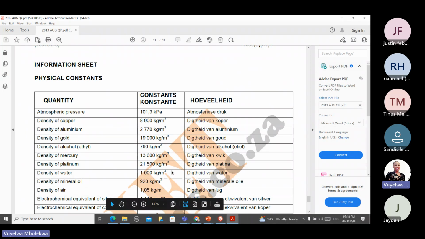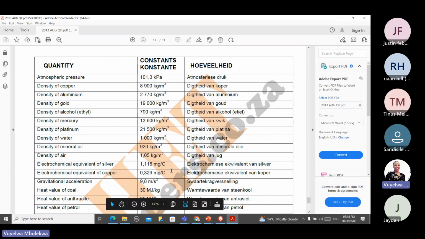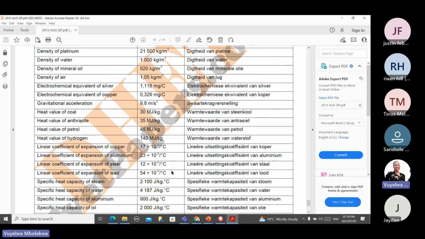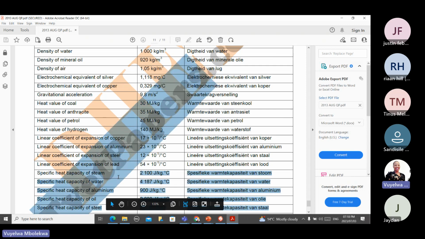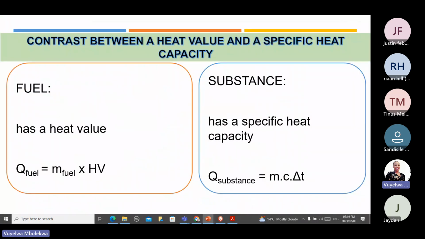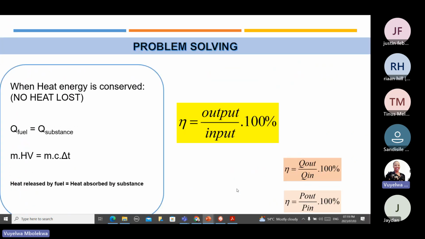So on this page, you've got heat values. This page is found on your question papers. You've got heat values for coal, for anthracite, for petrol, for hydrogen. And then you've got specific heat capacities as well. So you need to be able to identify which is which. And then the formula to calculate the heat energy of a fuel is mass times heat value of that fuel, and the one of a substance is MC delta T.